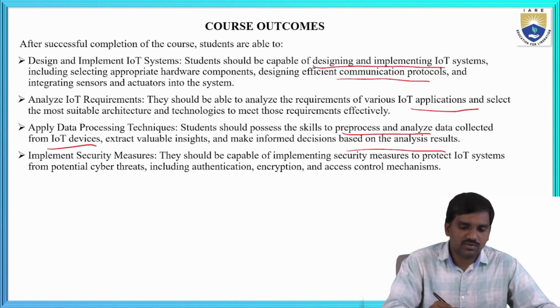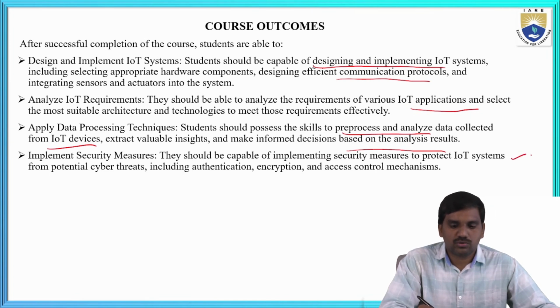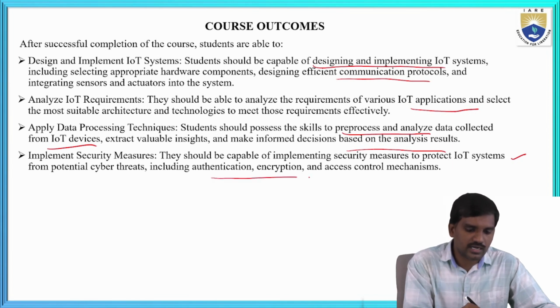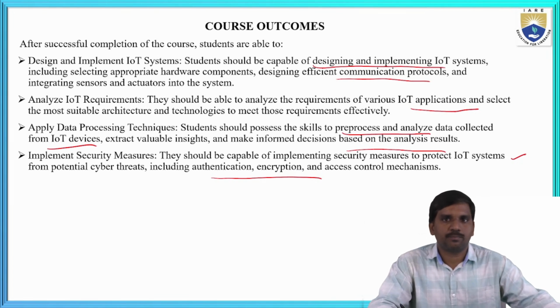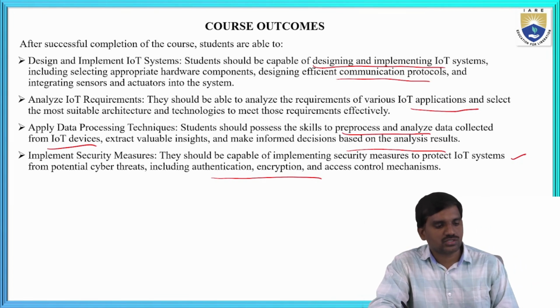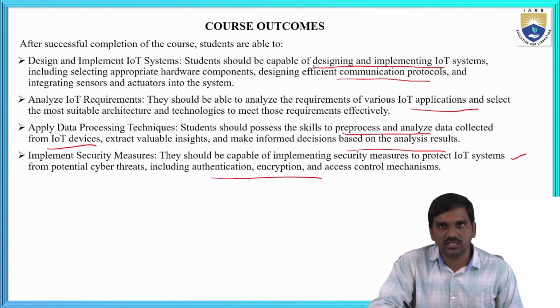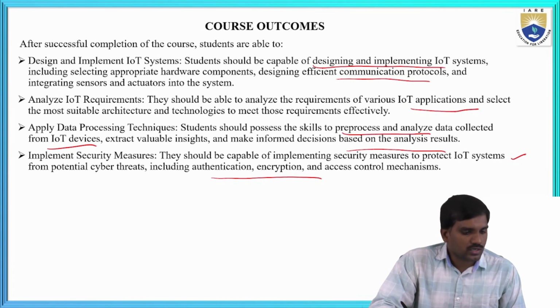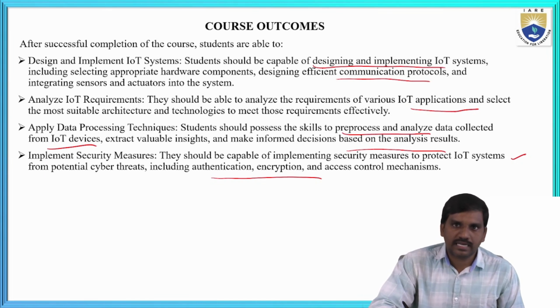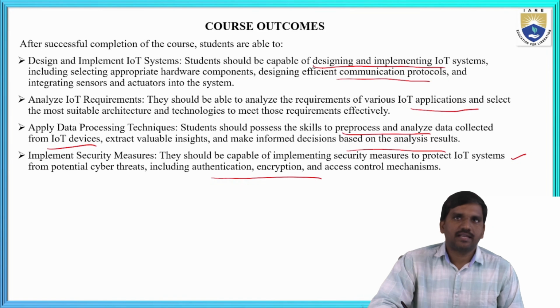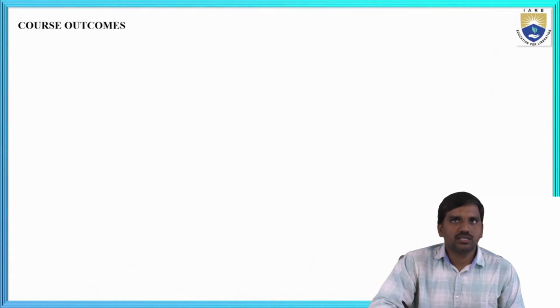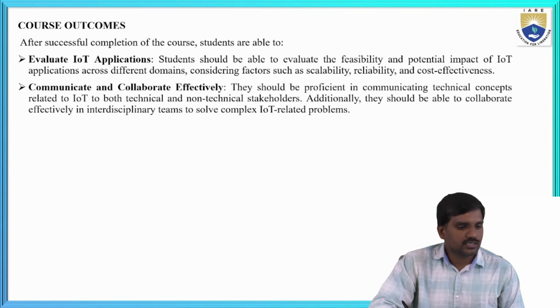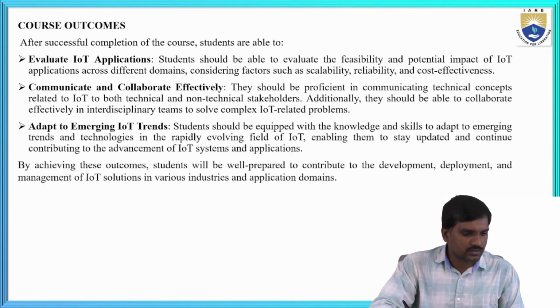They should be capable of implementing security measures to protect IoT systems from potential cyber threats, including authentication, encryption, and access control mechanisms. So these are some course outcomes. After successful completion of the course, students should be able to design and implement the system, analyze IoT requirements, apply data processing techniques, and implement security mechanisms. Next, these are some more IoT course outcomes.